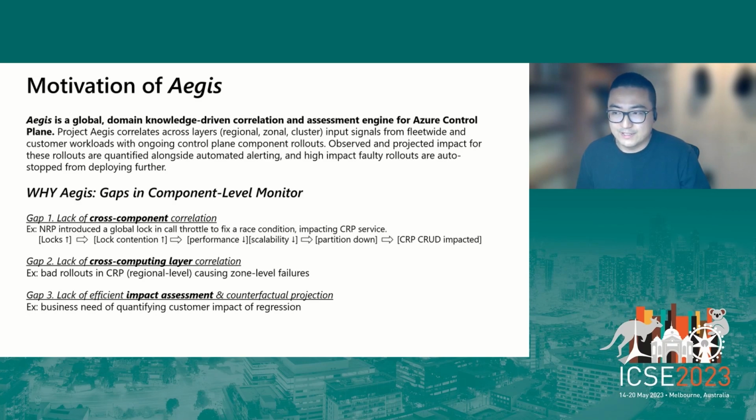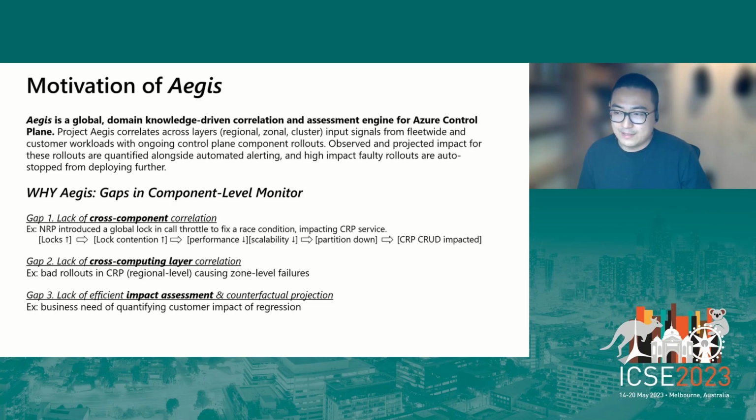For example, the first gap is a lack of cross-component correlation. Now, we include a real example here where a network resource provider, or NRP, introduced a change which eventually led to a partition down and impacted the compute resource provider, or CRP. The existing component-level monitors cannot really connect the dots between the NRP change and the CRP service degradation because of the lack of cross-component correlation.